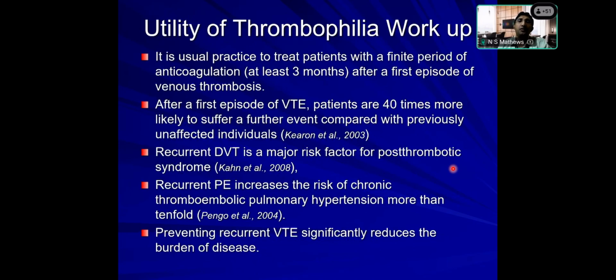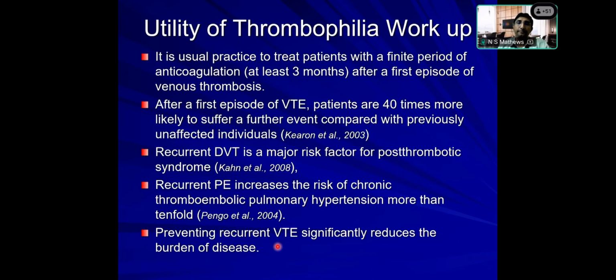So it is usual practice to treat patients with a finite period of anticoagulation, at least 3 months after the first episode of venous thrombosis. And after the first episode of VT, patients are 40 times more likely to suffer a further event compared with previously unaffected individuals. So these are all statements from standard papers. Recurrent DVT is a major risk factor for post-thrombotic syndrome. Recurrent DVT increases the risk of chronic thromboembolic pulmonary hypertension more than 10-fold, and preventing recurrent VT significantly reduces the burden of disease.